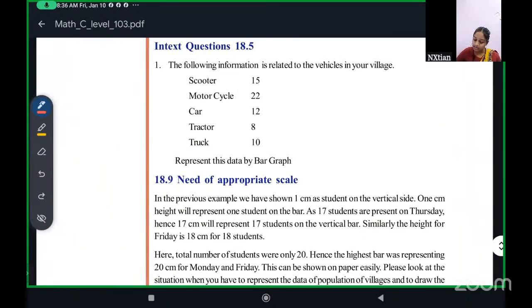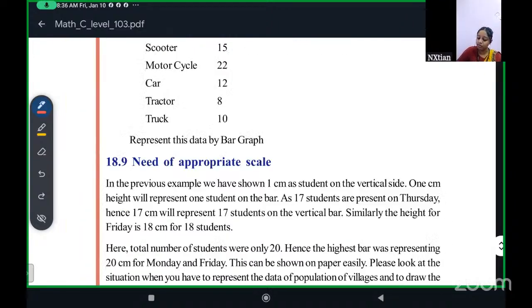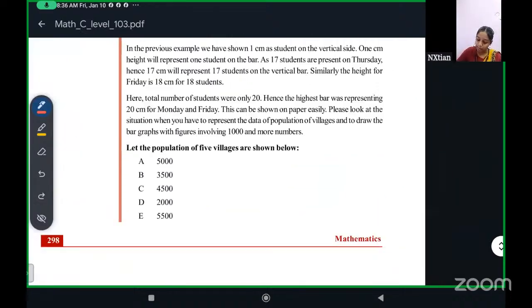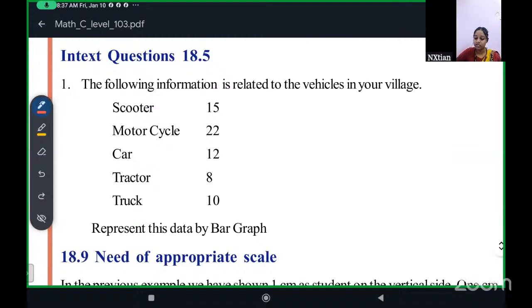Let's see if we have some data. Okay, we have this data. The following information is related to the vehicles in your village. So we will draw a bar graph on this information. Vehicles in our village. I will show you how to draw this. Just a minute.